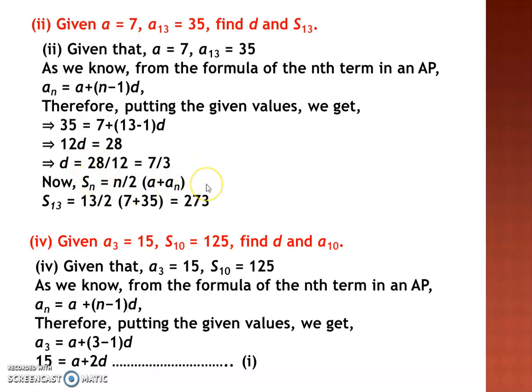Then you will substitute in the Sn formula, n by 2 into A plus An. That is, you have to find the S13. S13 is 13 by 2 into 7 plus 35. So wherever you know the nth term or the last term, you can use this shorter formula to simplify easily.